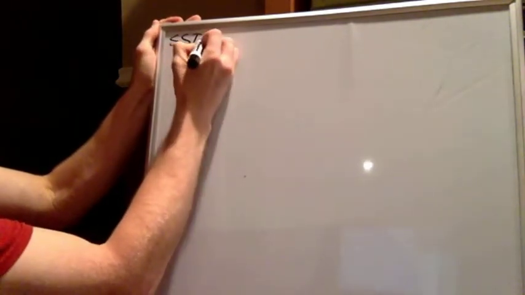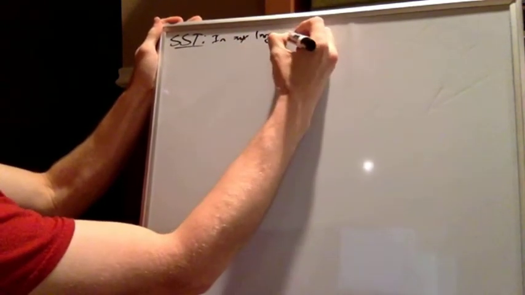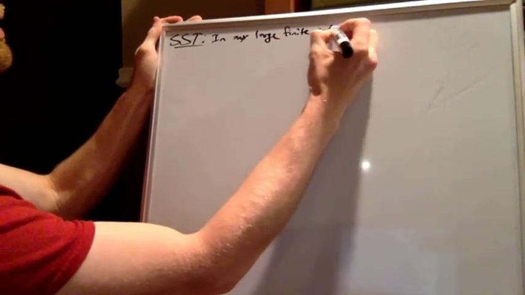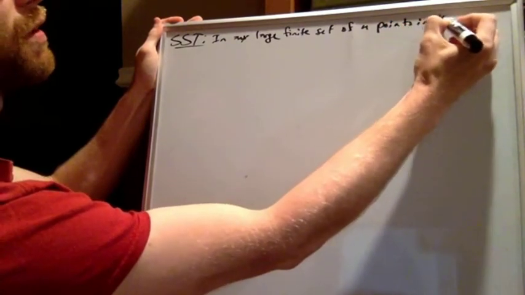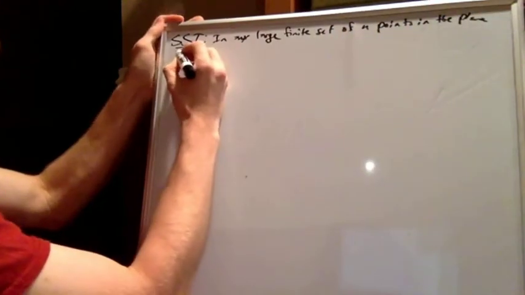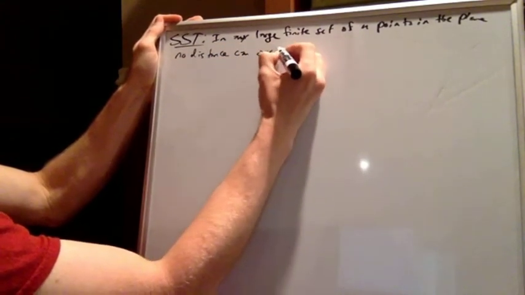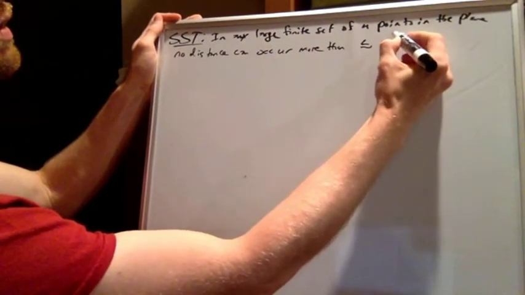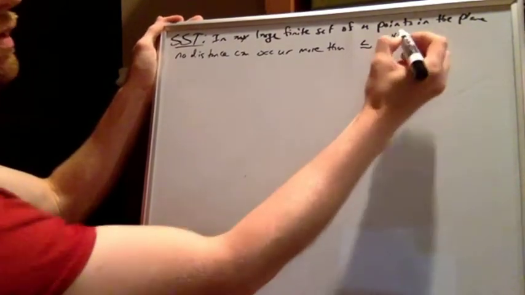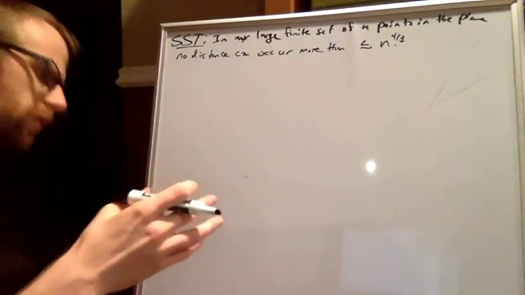So Spencer, Szemerédi, and Trotter showed that in any large finite set of n points in the plane, no distance can occur more than, and it's got to be bounded above by, n to the 4/3 times. So if I've got n points, then I can't have any distance occurring more than n to the 4/3 times, up to multiplicative constants.